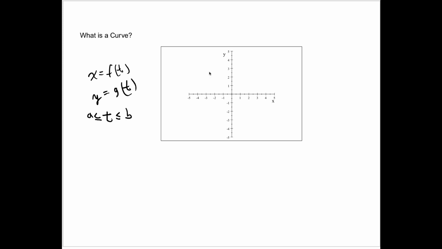So again, I'm going to draw the curve. I know these curves aren't exactly the same each time. Here's a curve. This will be where I start. That's the point here, f of a, g of a, where I began the curve, and my ending point is the point f of b, g of b.